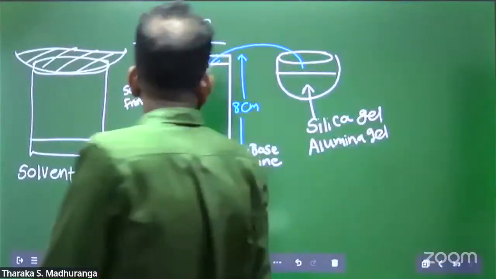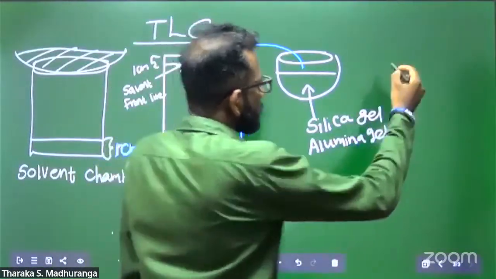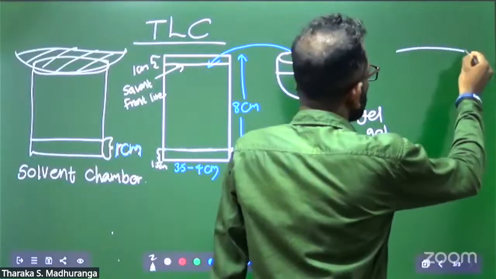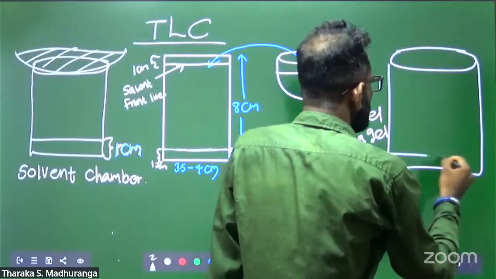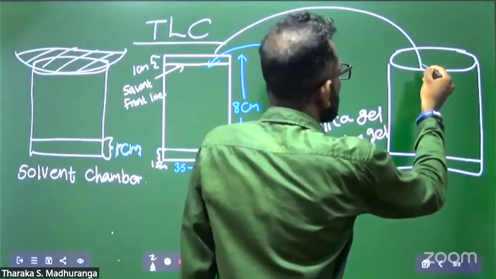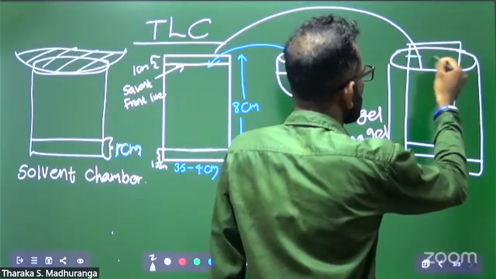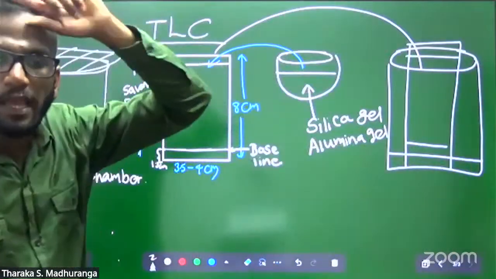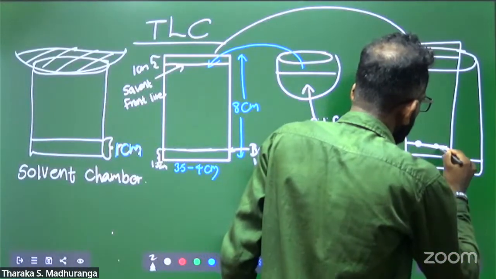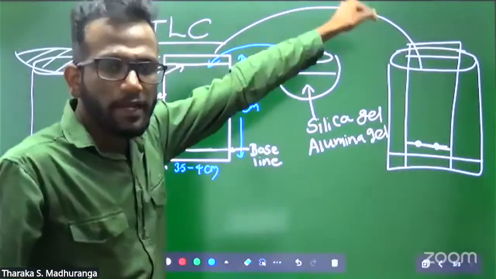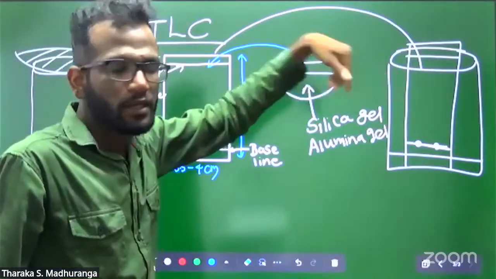Okay. Next step, same as paper chromatography. After 20 minutes, open the solvent chamber and place the chromatography glass plate in this solvent chamber. Okay, place the glass plate in this chromatography chamber.